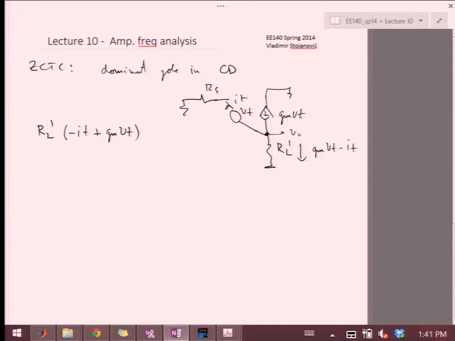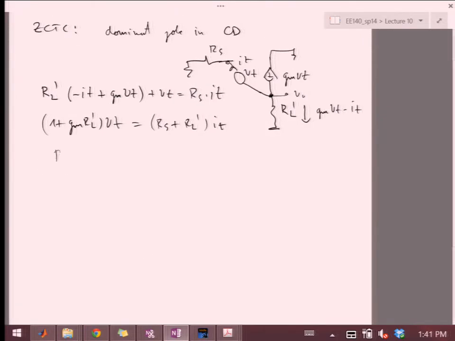This is the current that flows through this, plus VT will be equal to the voltage developed on RS. So then we have (1 + gm RL') times VT equals (RS + RL') times IT. So our RGS open circuit is then (RS + RL') over (1 + gm RL').